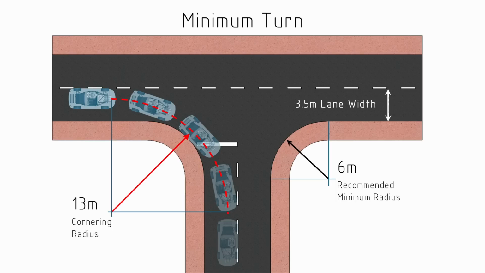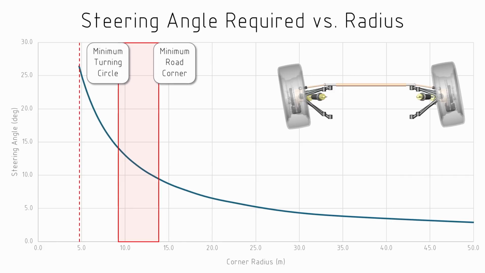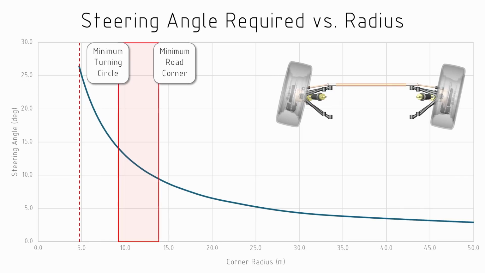So we could imagine that we would expect a minimum turn radius here of around about anywhere between 10 and 13 meters. Now, if we look at the steering angle required for that, we see that it's quite a lot less than what we're going to need on the minimum turning circle. And to hold that radius, we'll only need about 10 to 15 degrees of turn at the steered wheels.